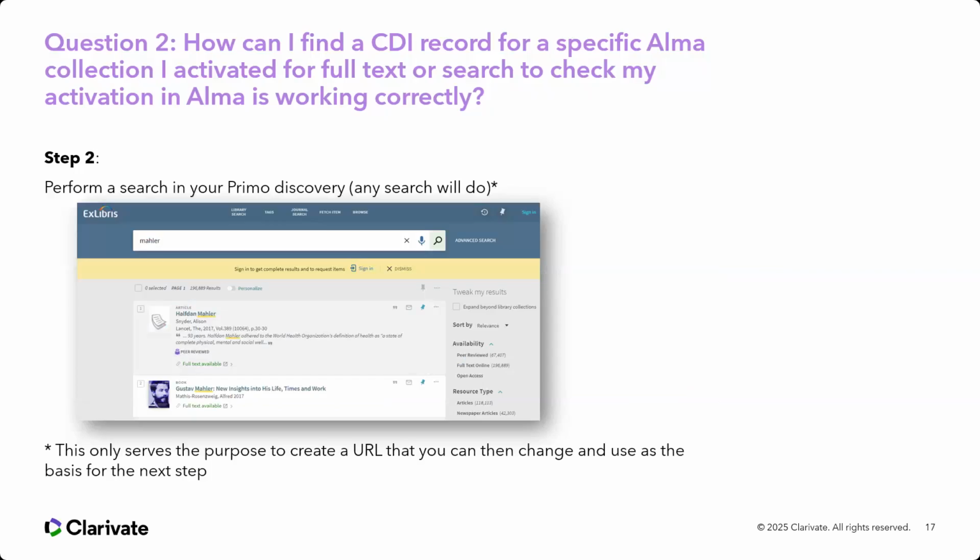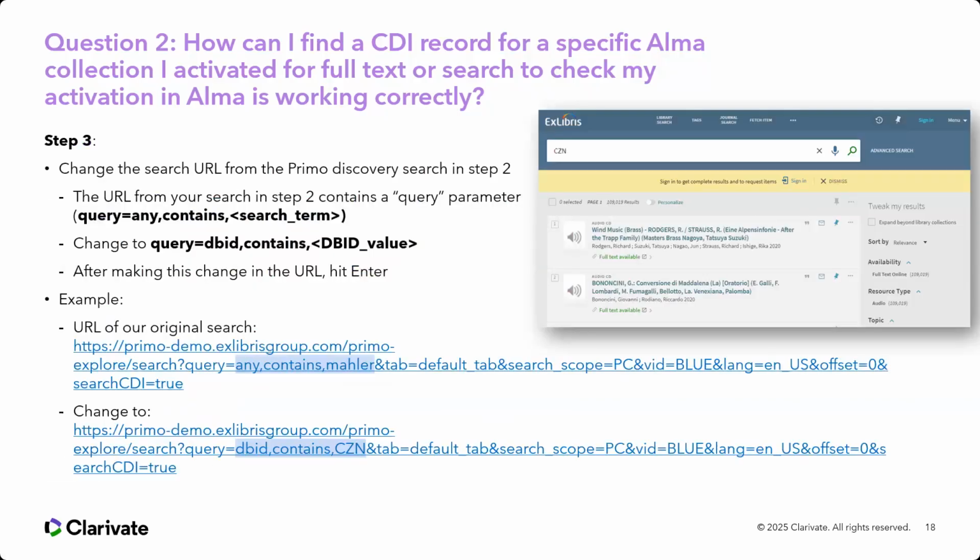Any search will do, because the only thing you really want is to create a URL that you can then change and use as the basis for the next step. So I'm searching in this case in Primo for a composer. I search for Mahler, and then let's go to the next slide for step number 3.